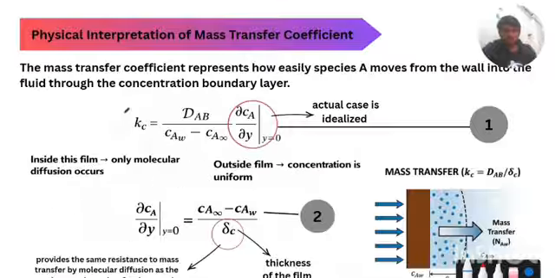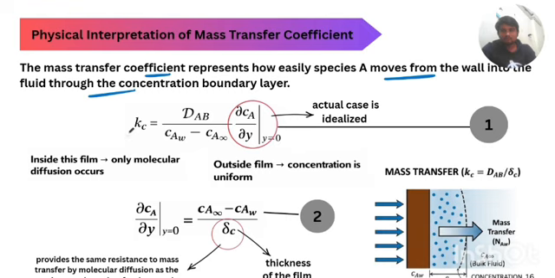So now let us look at the physical interpretation of the mass transfer coefficient. The mass transfer coefficient represents how easily species A moves from the wall to the fluid through the concentration boundary layer. By equating the Slattery equation to Fick's law of diffusion, we get the mass transfer coefficient equals DAB upon (CAW minus CA infinity) times dCA by dy. dCA by dy is hard to estimate because of the complex nature of flow characteristics.